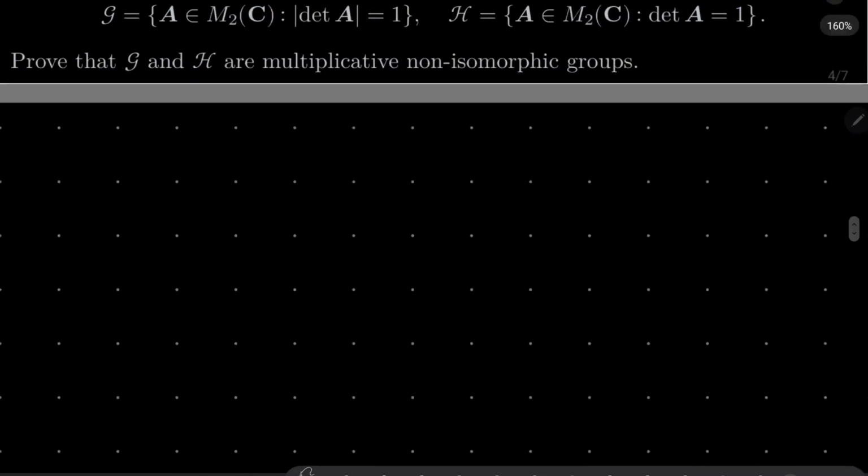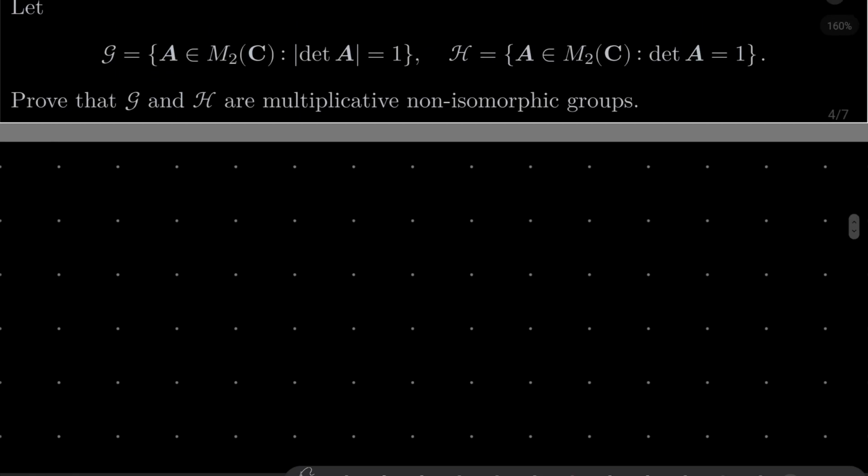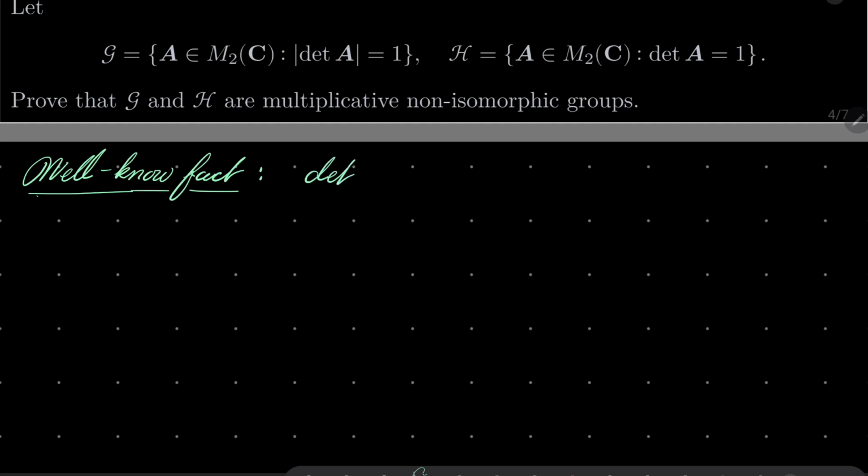All right. So let's maybe start with showing that they are groups. Well-known fact. I don't remember the exact name of this theorem, but the determinant of the product of two matrices is the product of determinants.